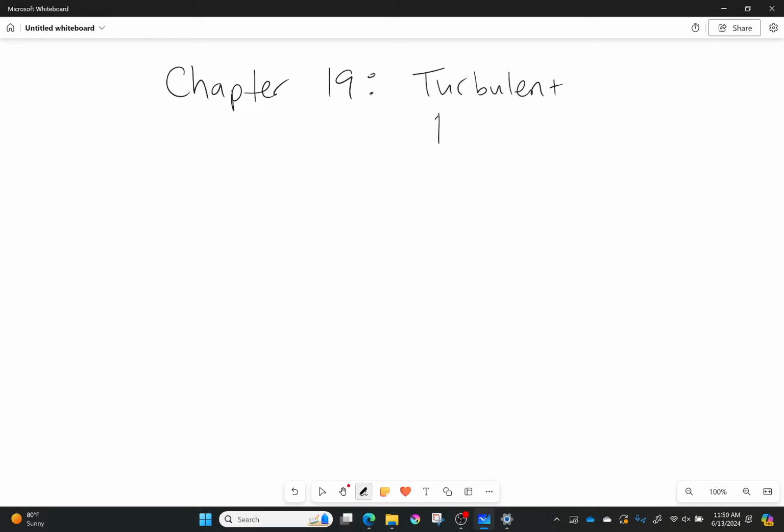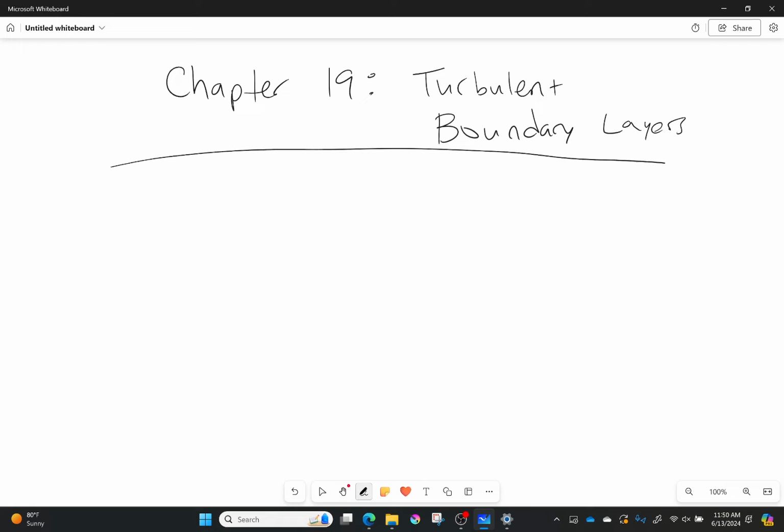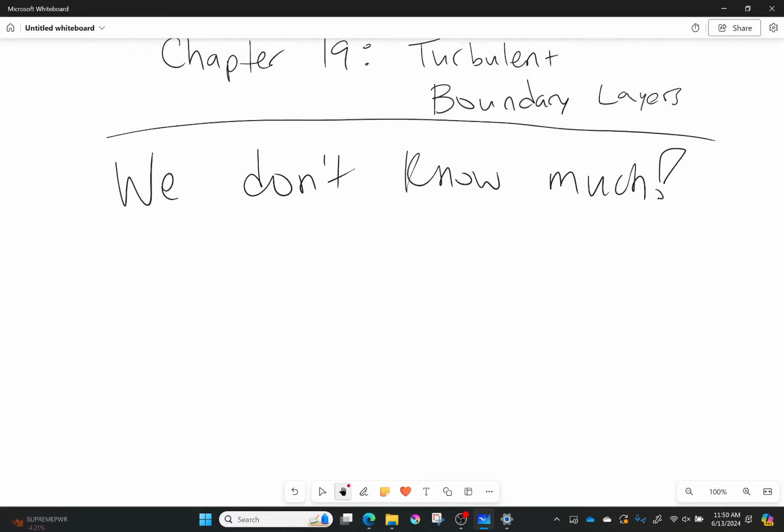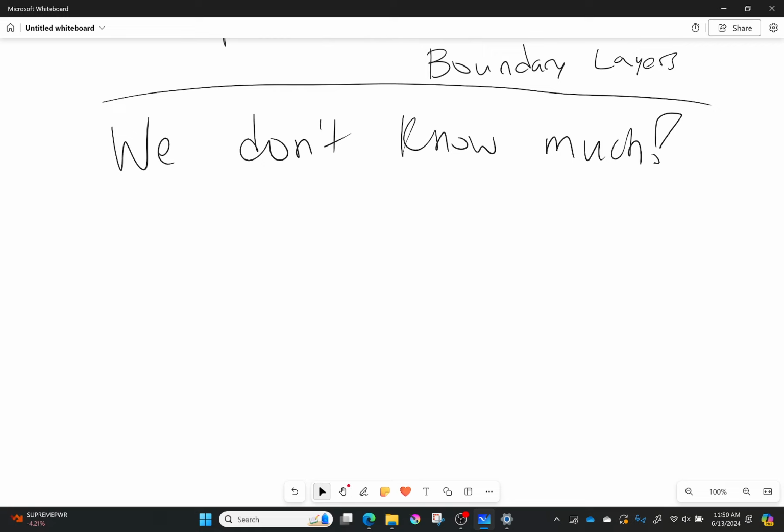And there is a very wonderful and at the same time very frustrating thing here, which is simply that we don't know much yet. There is no perfect equation for this. We don't have some perfect way of modeling it.